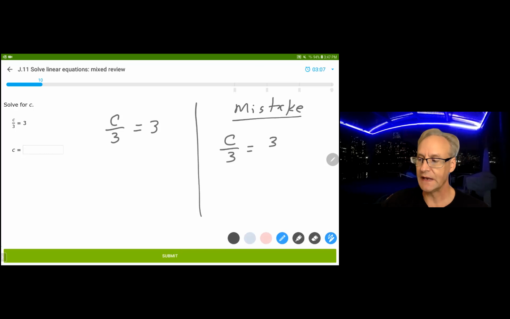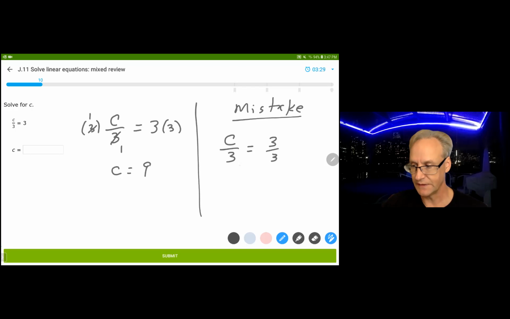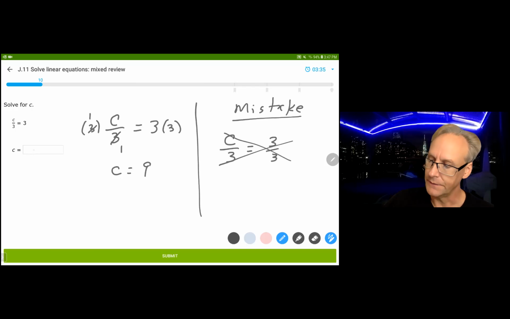What I have to do is the opposite. C is being divided by 3. So I have to multiply by 3. And sometimes it's a little confusing as to where you're supposed to write that 3. This 3 simplifies with this 3 to give you 1C is equal to 9. The mistake would be to do this, which of course is wrong because you'd still have C over 3 equal to 1, which isn't even true. So bad idea. This, of course, is 9.